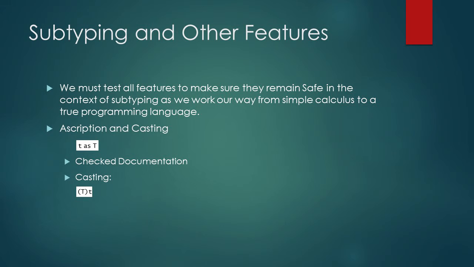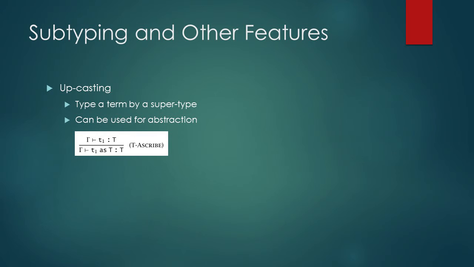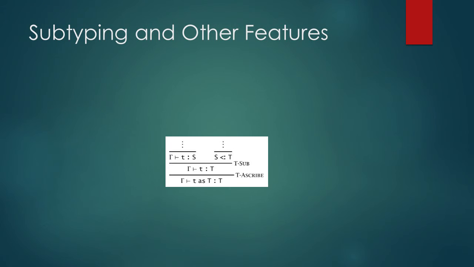Casting can be broadly broken down into two categories, upcasting and downcasting. Upcasting is comparatively simple, while downcasting needs a lot more explanation and involves dynamic type testing. Upcasting simply assigns a supertype of whatever type the program would have assigned to a given term. The term is t, and the supertype is T. If T is in fact a supertype of the term's type, the program allows it. This is confirmed using T-Sub and T-Ascribe.